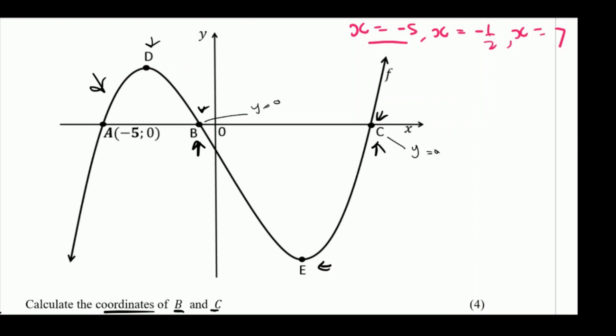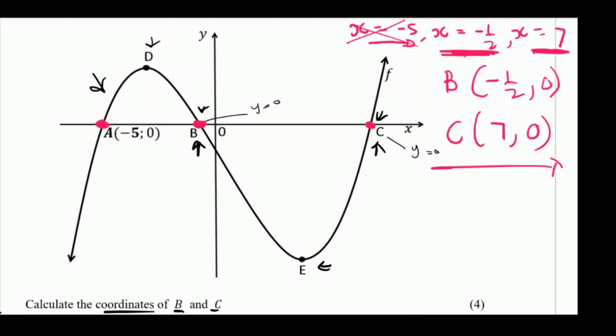So with these, they'll tell us where our b is and where our c is. x being equal to minus 5 is this point here, so we don't need it, so I'm just going to cancel it out. And x being equal to minus 1 over 2, and x being equal to 7. x being equal to minus 1 over 2 tells us that it's actually this point here, right? So our b would be minus 1 over 2 and 0. And then x being equal to 7 is this point here, so our c is going to be 7 and 0. So these are our coordinates of b and c.